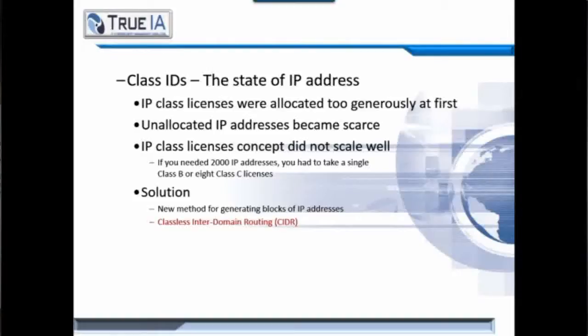Originally, IP address space was fairly liberally distributed. Unallocated IP addresses became scarce, however. So the solution to this was a somewhat new method of thinking. It generated blocks of IP addresses. We call that the classless interdomain routing system, or CIDR. So let's take a look at what CIDR does for us.